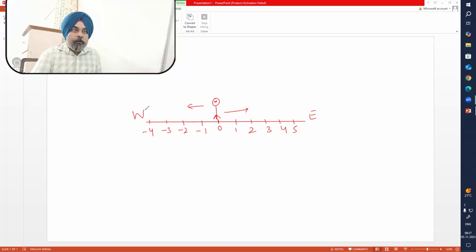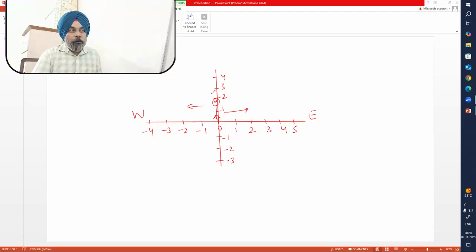But what will happen if you are going to move towards this side? Okay, let me draw this. Suppose you're moving upwards. So in that case, what will be your direction? In that case, this will be taken as 1, 2, 3, 4. And below that, 0 will be -1, -2, -3.